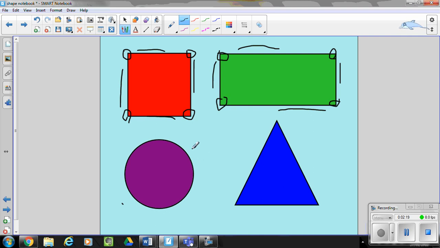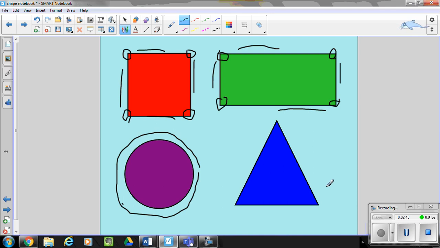Let's move on to our circle. Can you see any corners? Does our circle have any corners? No, a circle doesn't have any corners. It has just got one continuous side. So one side that goes all the way around. So a circle has one continuous side, no corners.